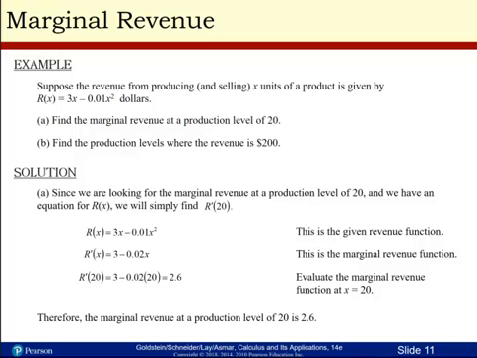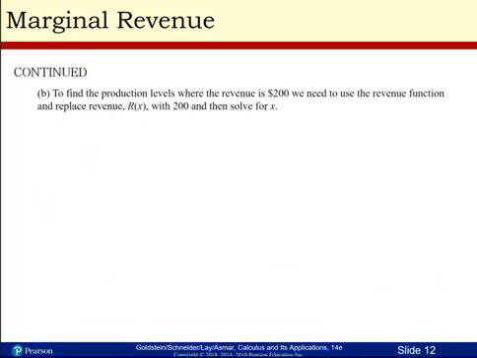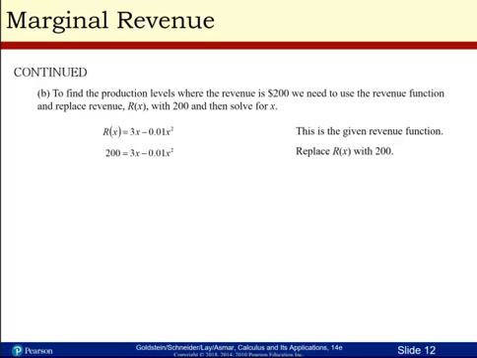Now let's go ahead and find the B part of this. We need to find the production levels where the revenue is 200, and we need to use the revenue function and replace revenue R of x with 200 and then solve for x. So we take our revenue function, and then we're going to replace the R of x with 200. Then we're going to solve for x.